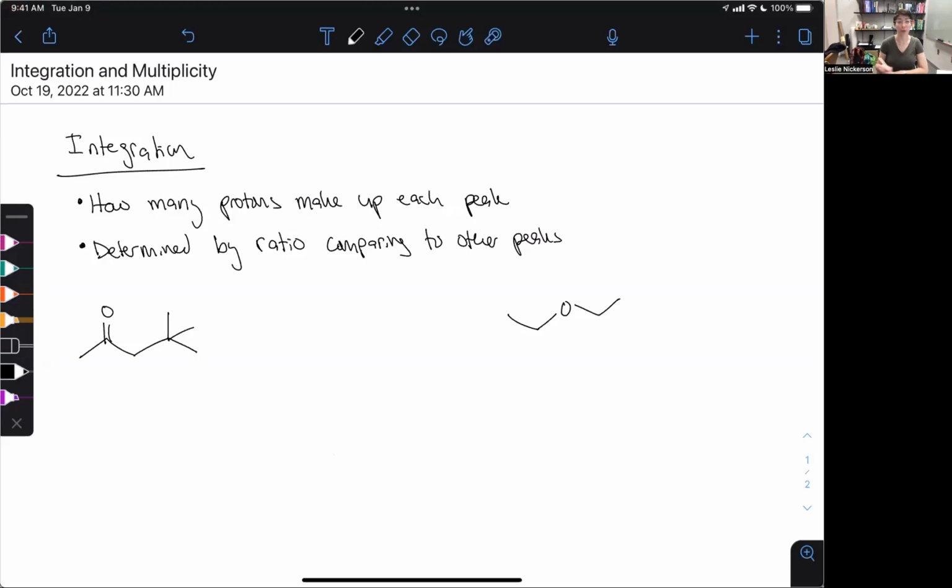Everybody, I'm going to talk about integration and multiplicity in NMR in this video. We want to keep very clearly in mind that these are both only for proton NMR. We're not going to see integration or multiplicity in a carbon NMR. So this is a proton-only skill or technique that we're going to use here.